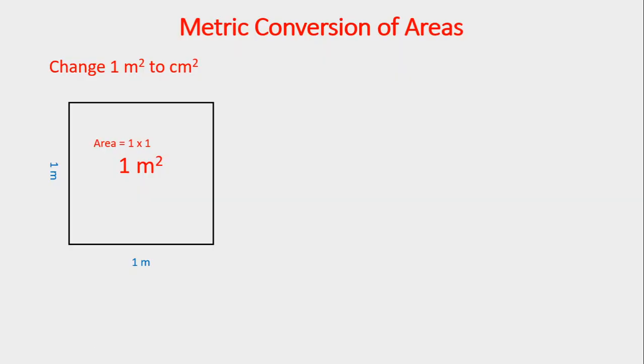Now let's use this knowledge to convert units of area. If you're asked, for example, to convert 1 meter squared into centimeters squared, let's have a look at what that means. This is a meter squared. The side lengths of this square are 1 meter by 1 meter. That's what makes it a 1 meter square. To find the area inside it, we do the length times the width, which is 1 times 1, which is 1. Since I'm measuring in meters here, my two-dimensional shape inside here is meters squared.